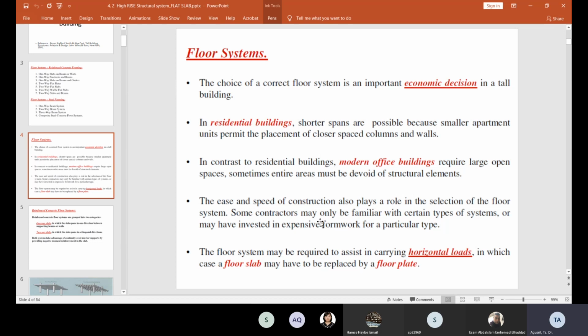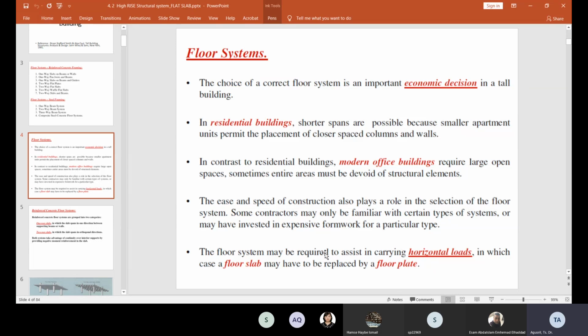And then as you may know, for long spans, sometimes we need to provide post-tension, the pre-stress, even for the slab. So in order to cater for this requirement, sometimes we need to revise the design, and of course revise the drawing as well. And then the floor system might be required to assist in carrying horizontal loads, in which case a floor slab may have to be replaced by a floor plate. Actually, the floor plate is the same concept as the membrane.